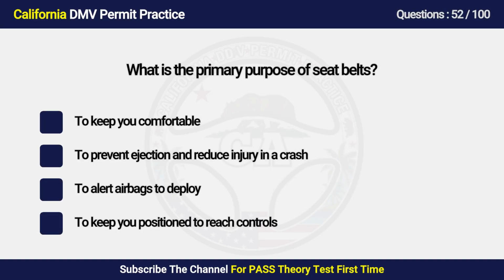Question 52. What is the primary purpose of seat belts? A. To keep you comfortable. B. To prevent ejection and reduce injury in a crash. C. To alert airbags to deploy. D. To keep you positioned to reach controls. Answer is B. To prevent ejection and reduce injury in a crash.